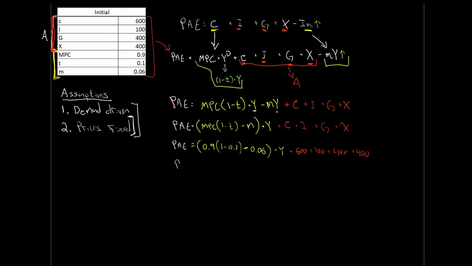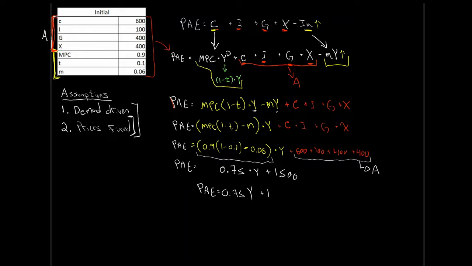We have our planned aggregate expenditure equals all of this here. That's going to be 0.75Y plus all of this here. That's my autonomous expenditure, often we just call that A. All that works out to 600 and 100 is 700, 1,100, 1,500 altogether. So I get my planned aggregate expenditure to be 0.75Y plus 1,500. Okay, so we've solved for that.